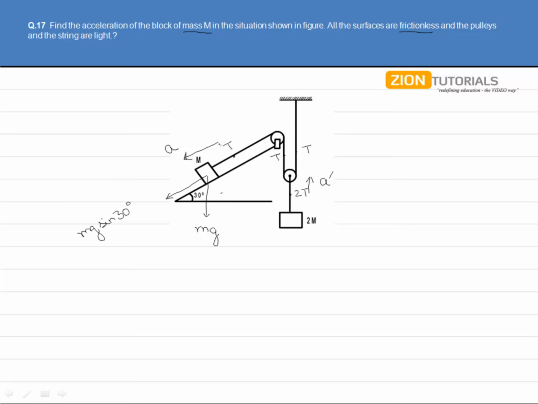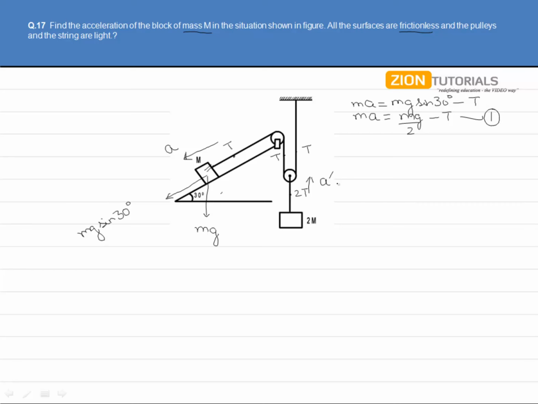So now let us start with making the equations for the block of mass m. Now we can say that mass into acceleration is equal to mg sine 30 degrees minus T. Now also we can write it as ma is equal to mg by 2 minus T, marking this as equation number 1.